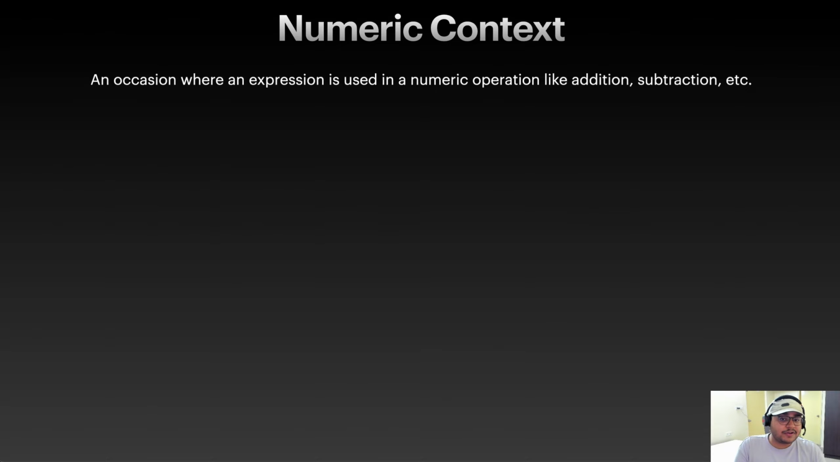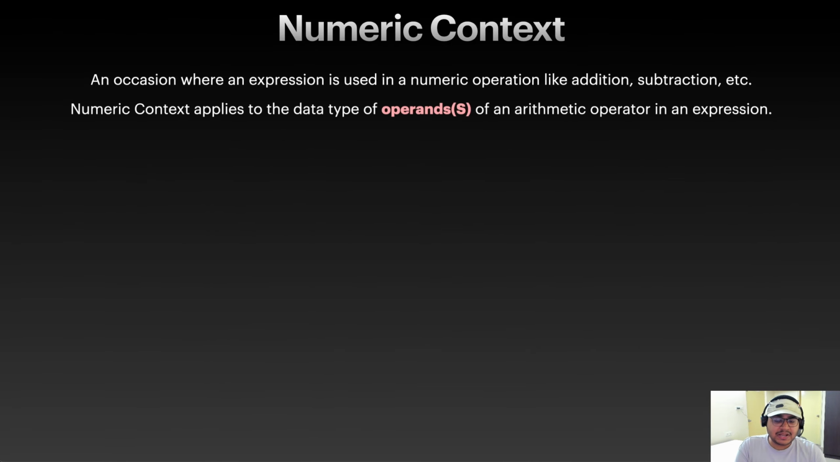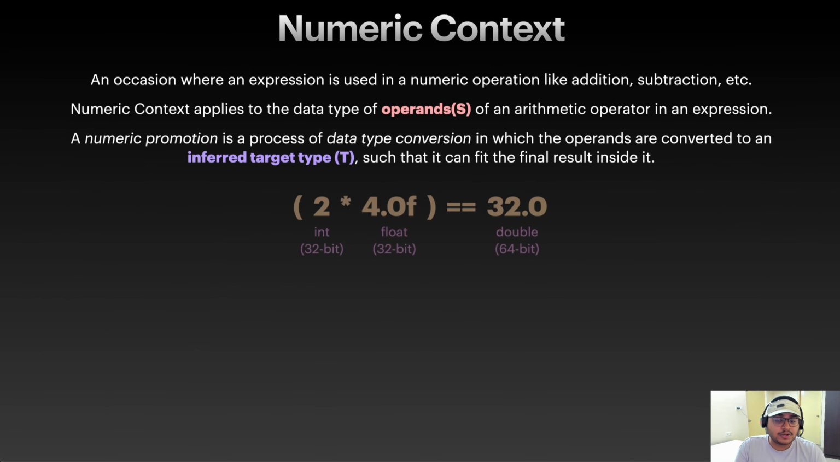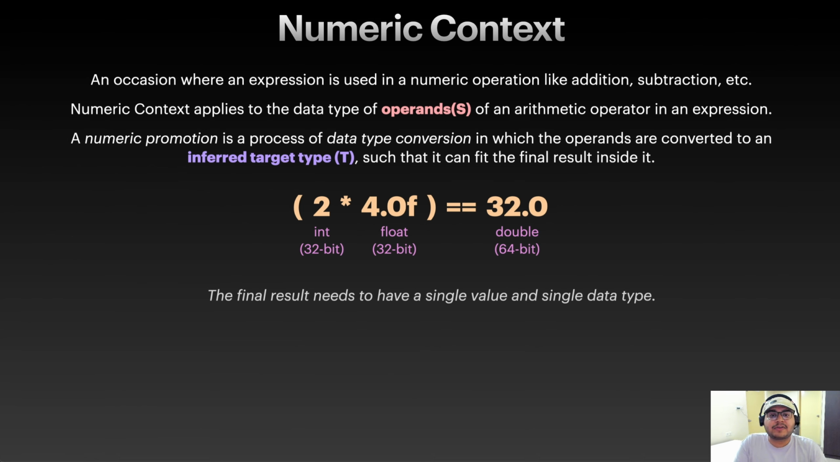Numeric context refers to situations where an expression is used in a numeric operation like addition, subtraction, multiplication, division, and so on. It applies to the data type of the operands, which is the source, in an arithmetic operation. Numeric promotion refers to the process of converting an operand's data type to an inferred target data type to fit the result. For example, in this expression over here, with different data types like int, float, and double, how do we exactly solve it? Let's find it out.